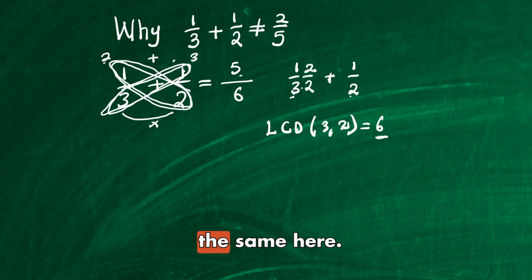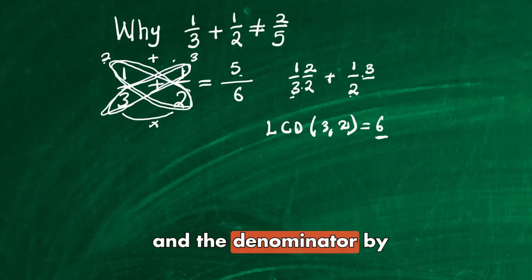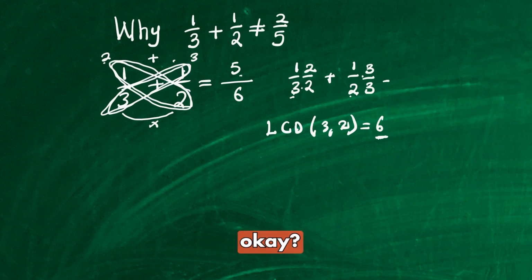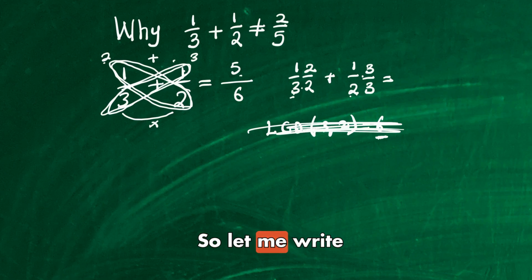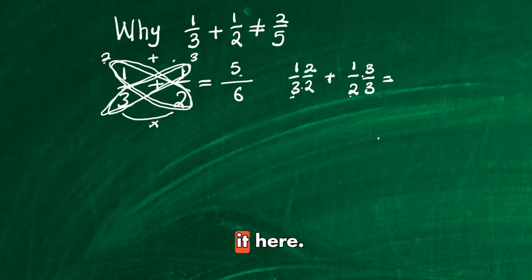Okay, so I do the same here. To get the denominator as 6, I need to multiply it by 3. So I do the same. I multiply the numerator by 3 and the denominator by 3. Okay, so here you can see that the denominators are the same. So let me write it here.